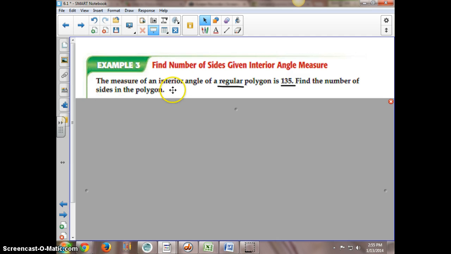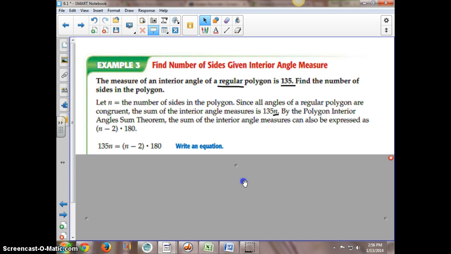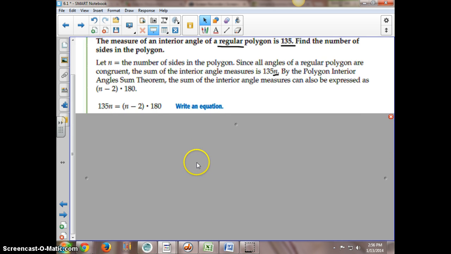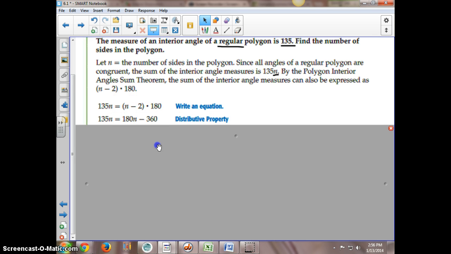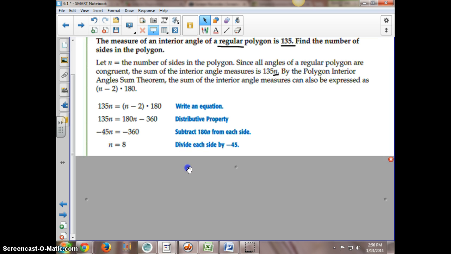Example 3. The measure of the interior angle of a regular polygon is 135. Remember, regular means each of the angles, each of the sides will be the same. Find the number of sides of the polygon. So this time we're going to work backwards. So we know that 135 times however many sides will equal the formula that we've learned about, and then we're going to solve for n. This time we have n on both sides of our equation, so we need to do some distribution and then subtract 180n from both sides to get all the n's to one side, and then divide by negative 45, which tells us that this figure will have 8 sides.